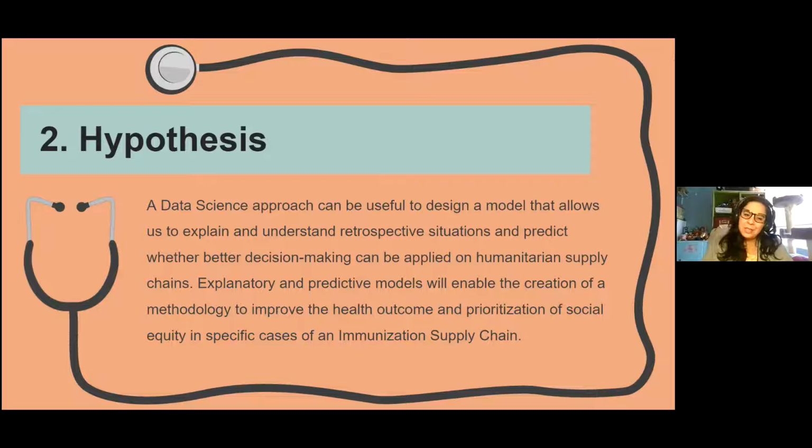So I will be using explanatory and predictive models to create a methodology that aims to improve the health outcome and prioritize social equity. What I mean by that is that the most vulnerable groups, despite the kind of disease, are prioritized. For example, for COVID, it would be the old, and we know that people who are more at risk are people who have to engage in more social interaction. So it's always different for different kinds of groups. That's why the term social equity is very important.